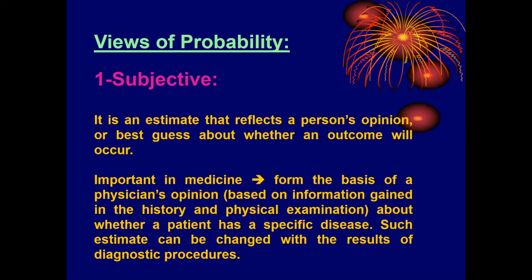Now, we have different approaches in probability. I remember the other time I introduced you to the meaning of probability. The probability is just a measure of likelihood of occurrence of an event. Now, different mathematicians, statisticians, and scientists in general have different views of probability.